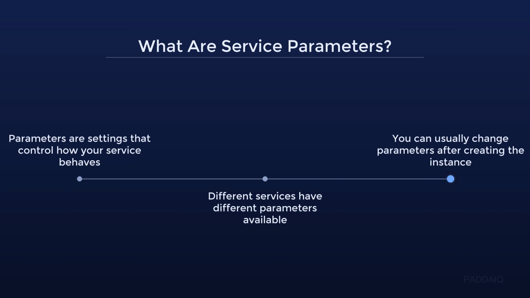You can usually change parameters after creating the instance. This means you can adjust the service's settings without starting over. For example, you could increase the memory limit for a database instance if your app needs more resources. This flexibility allows you to adapt services as your requirements evolve.